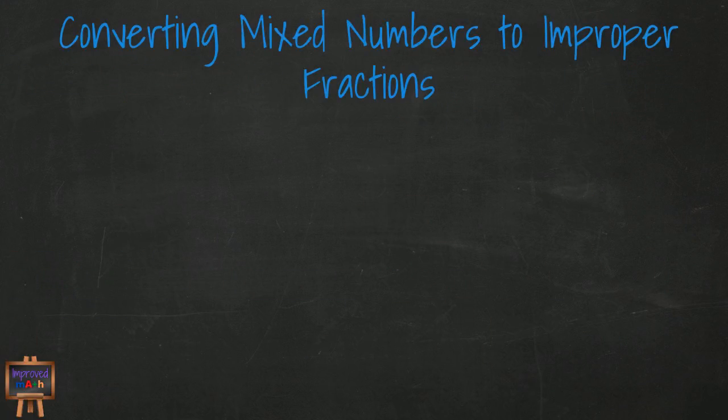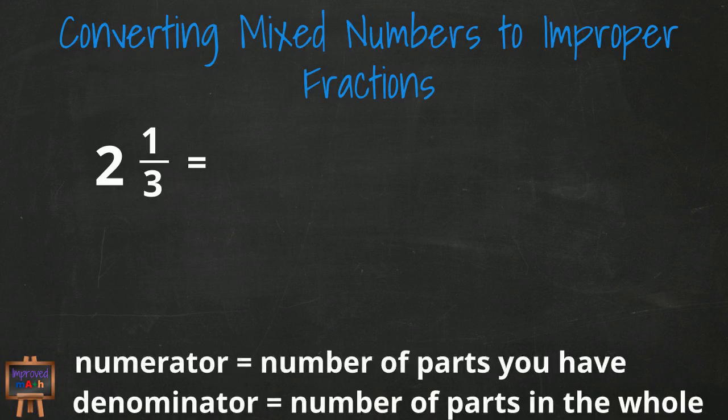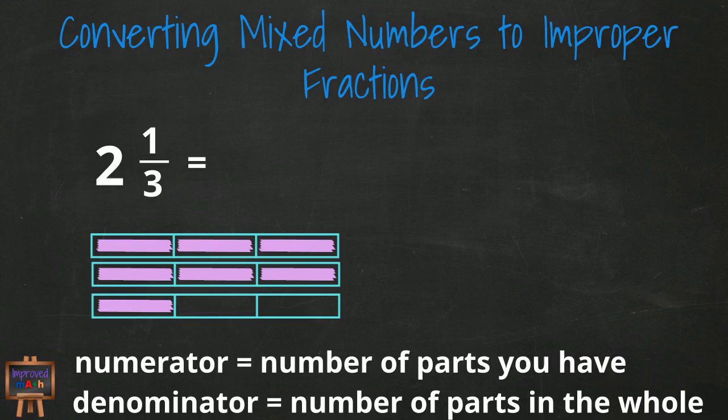Let's take 2 1/3 as a mixed number, an improper fraction, in the form of a picture. In a fraction, there is a numerator and a denominator. The numerator represents the number of parts you have, and the denominator represents the number of parts in each whole. Here are 3 bars, and each bar has 3 parts. Since there are 3 parts in each whole, we will be using 3 as our denominator.